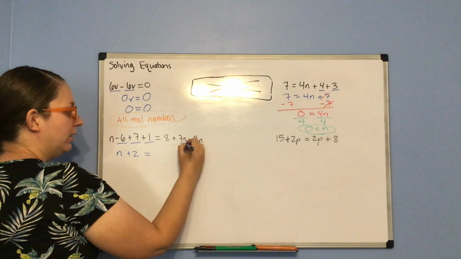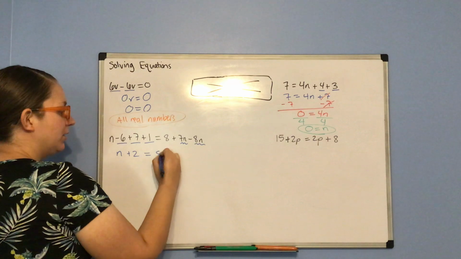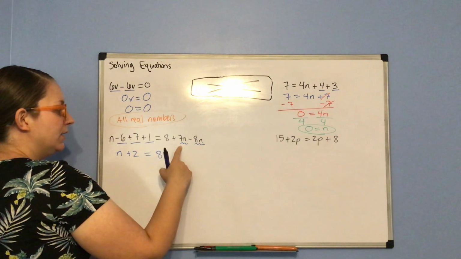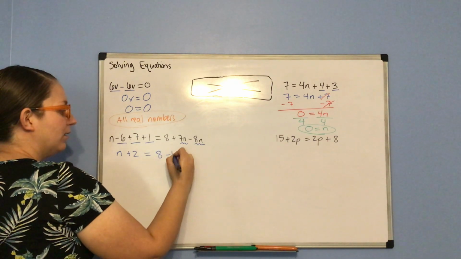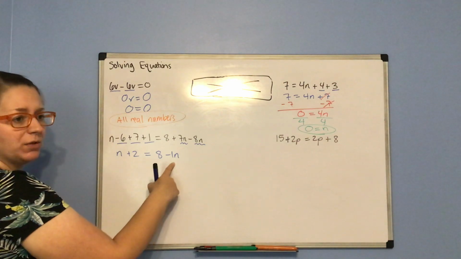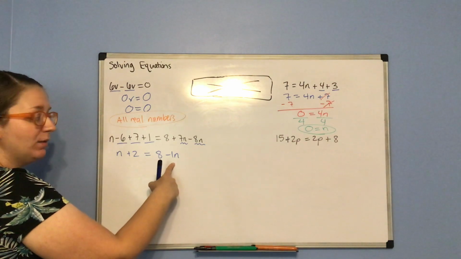Other side, can anything combine? Sure it can. I can combine my n's. So the 8 part stays the same. 7 minus 8 gives me -1n. Or you could just write that as minus n, that would be fine too.